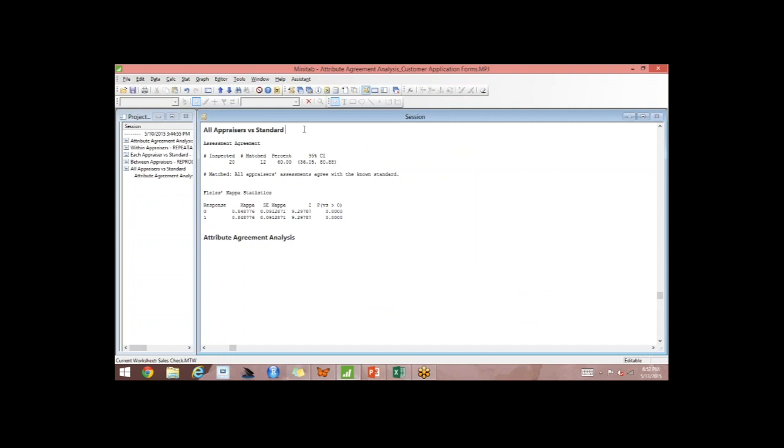Now all appraisers versus standard is called team accuracy. Greater than 90%, accept the measurement system. In between 70 and 90%, cautiously accept the measurement system. Less than 70%, unacceptable. Reject your measurement system. That is what it says.